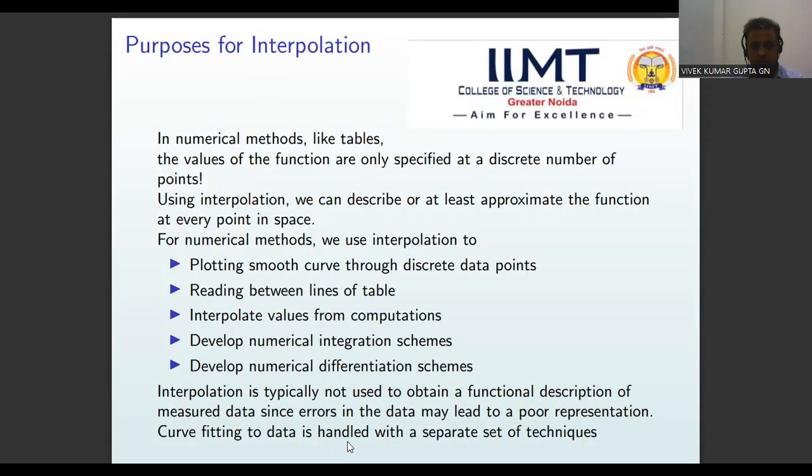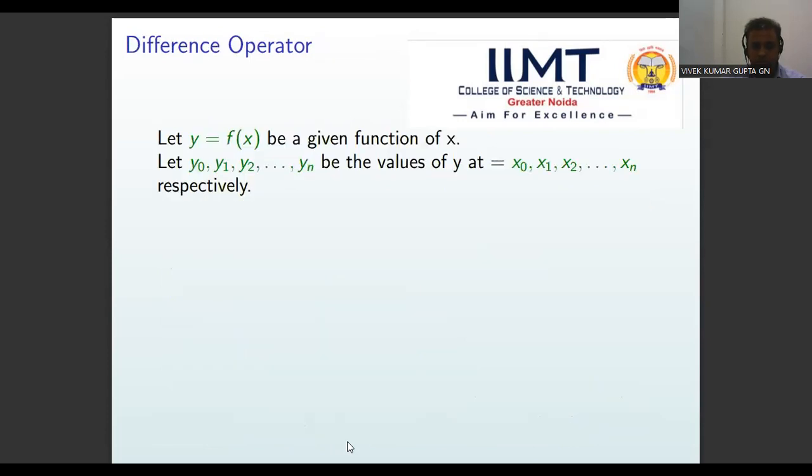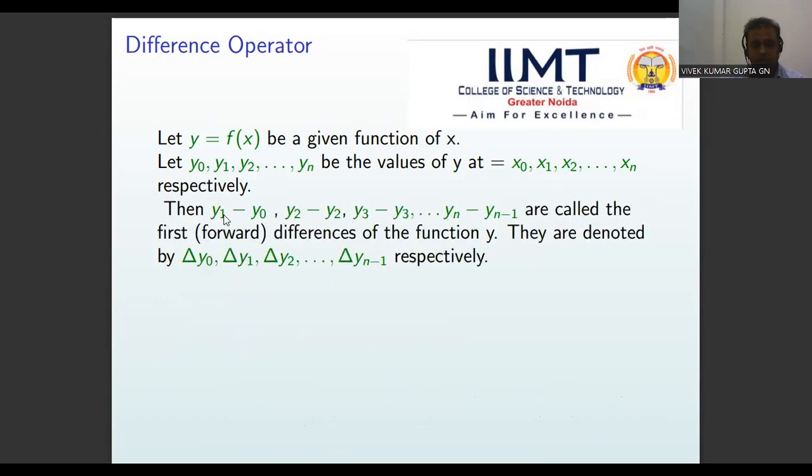So for interpolation, we have defined some terminology. Let's define first of all the difference operator. Suppose a function of x is given, and y0, y1, up to yn are the values of y at x0, x1, x2, up to xn respectively. Then the differences y1 minus y0, y2 minus y1 are called the first forward differences of the function y. They are denoted by del y0, del y1, del y2.